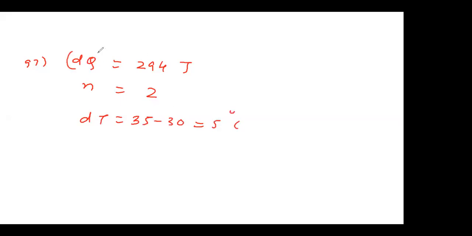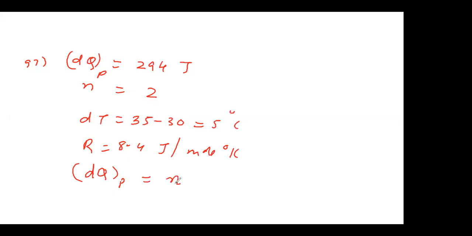At constant pressure, the specific heat of gas at constant pressure will be how much if R is 8.4 joules per mole Kelvin. Heat supplied at constant pressure is equal to n times... which gas is it, just check. No name is given, it only says ideal gas. Total heat supplied at constant pressure is n times Cp dt.